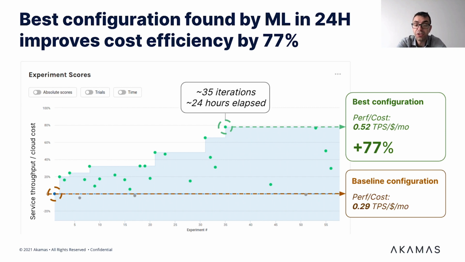The baseline configuration, which corresponds to the initial sizing of the microservices, has a cost efficiency of 0.29 transactions per second per dollar per month, while the best configuration that machine learning found by tuning microservices resources achieved 0.52 transactions per second per dollar per month. This chart also helps understand how our machine learning-based optimization works by learning from each tested configuration to quickly converge to the optimal configuration.